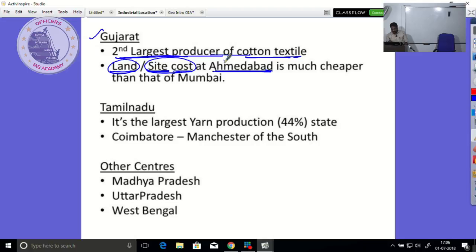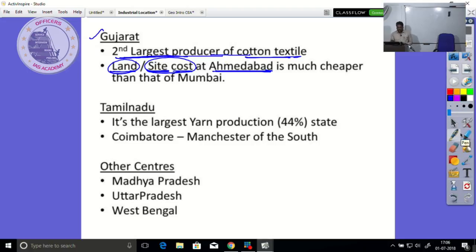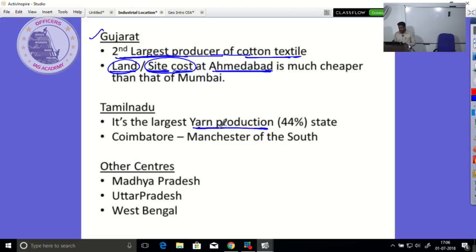And adding a fact about Tamil Nadu, when I talk about yarn production, Tamil Nadu is the largest yarn producing state in India. 44 percent of production of yarn is produced in Coimbatore, almost the belt of Coimbatore. And you also know that Coimbatore is also called the Manchester of the South.